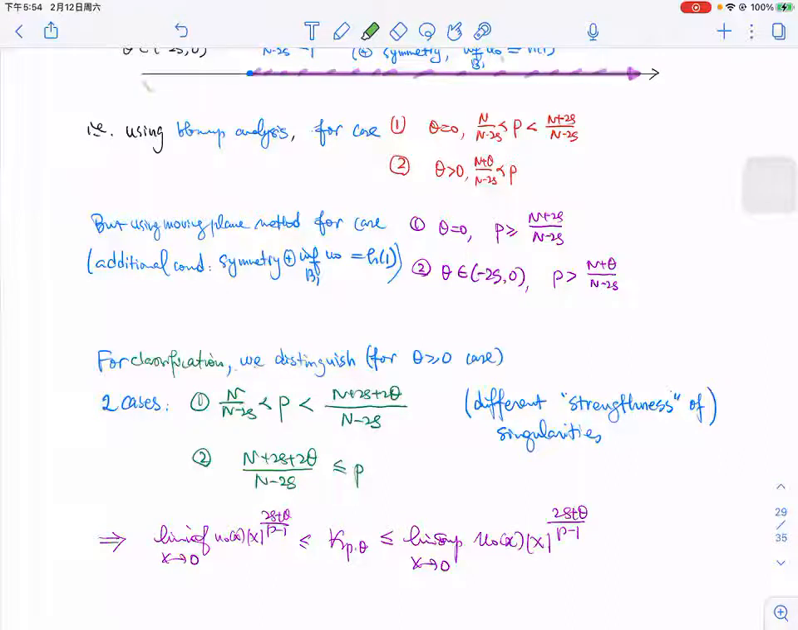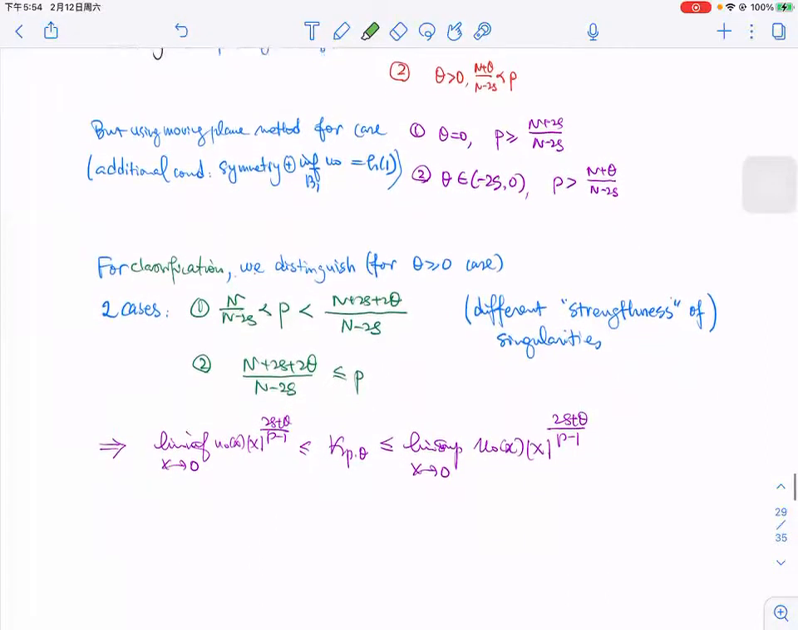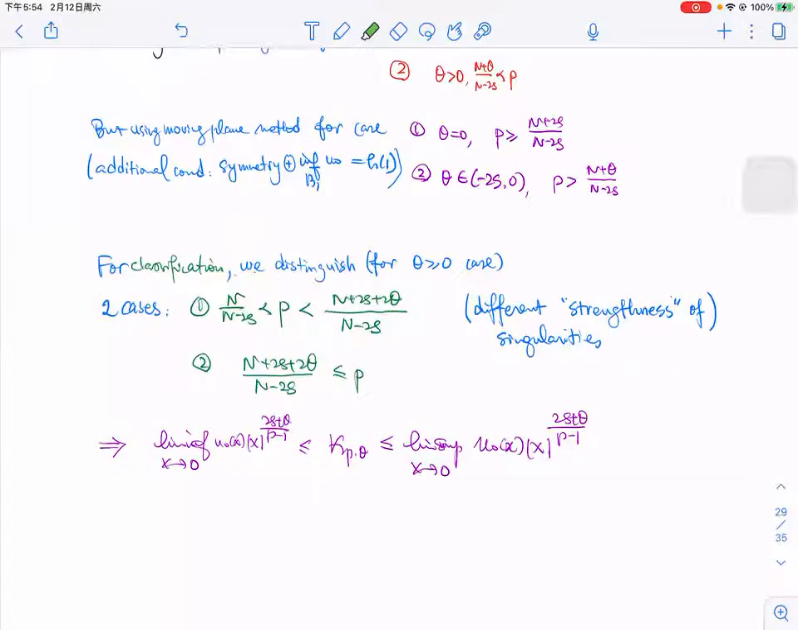I think for the classification, we also need to distinguish the case when p is less than the term (n plus 2s plus 2 theta) over (n minus 2s), and when p is bigger than this special value. Because the singularity at 0 has a different strength, we need to take these different cases.